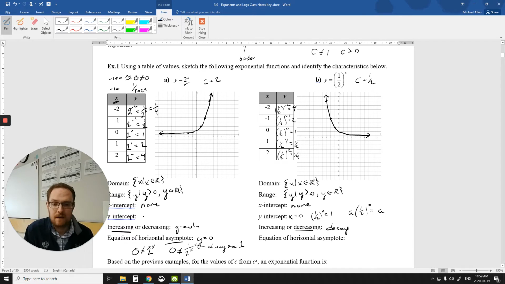Okay, so same idea over here. We make this equal to 0. Let me put a 0 there. We got 1 out of that. Okay, so we have an x-intercept of (0, 1) for both those points.